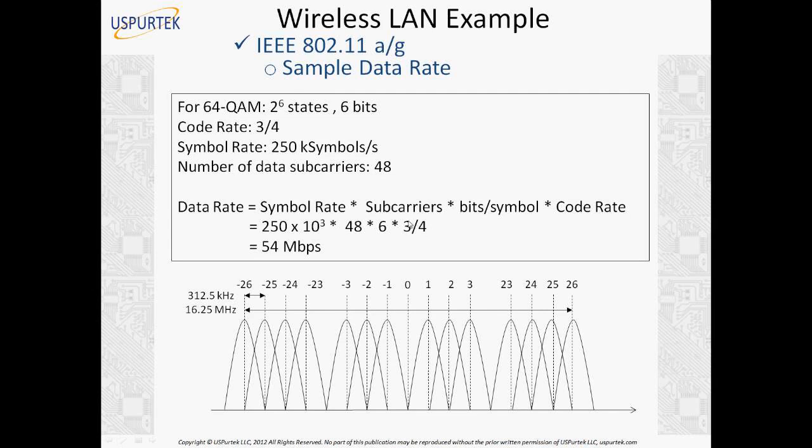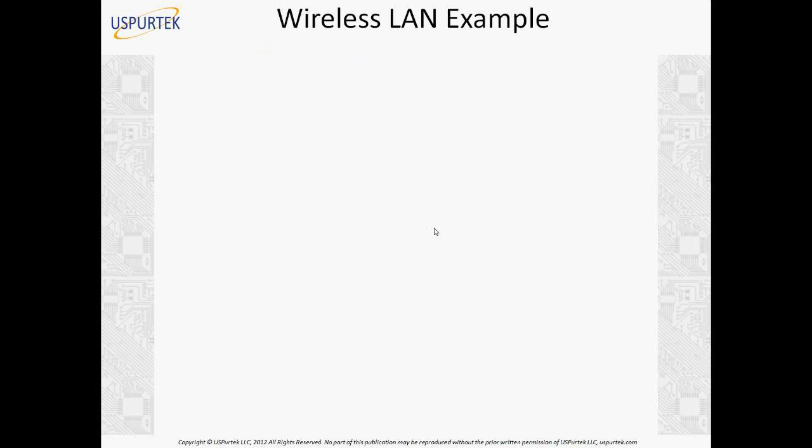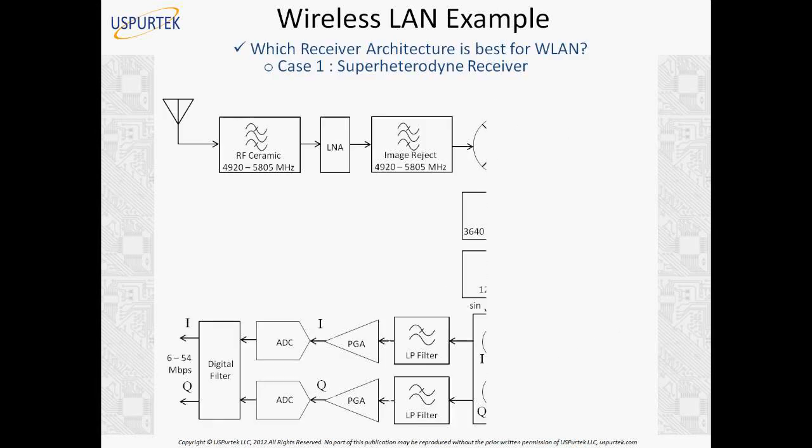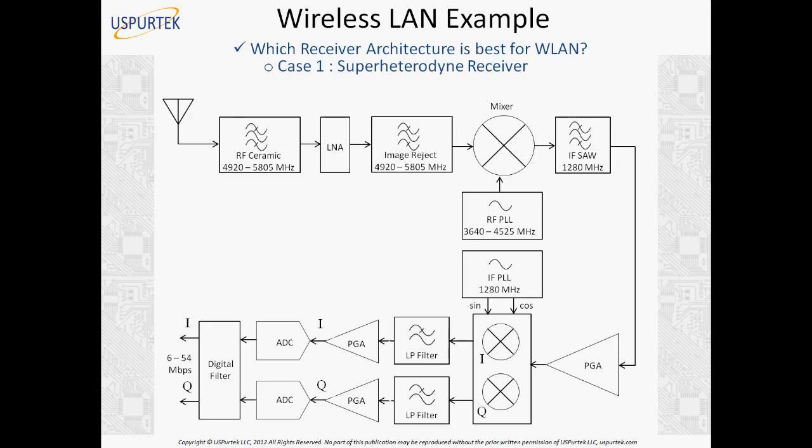Now let's look at a little more detail in the receiver architecture. We want to decide which receiver architecture is best for wireless LAN. In this case one, we are taking a superheterodyne receiver. Let's design a superheterodyne receiver for wireless LAN. As per the principles of the superheterodyne receiver, we have a passband here for the frequency range of the wireless LAN. We have an image reject filter here, which rejects any frequencies outside this particular band.